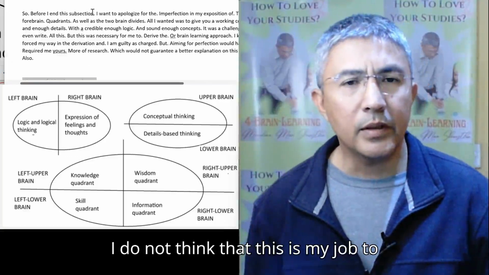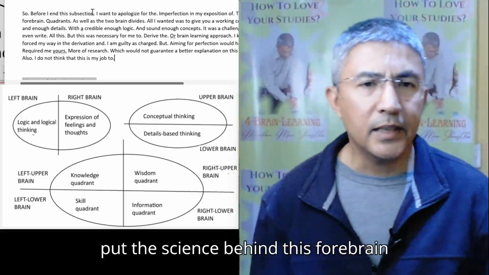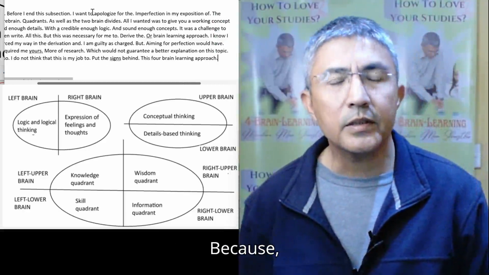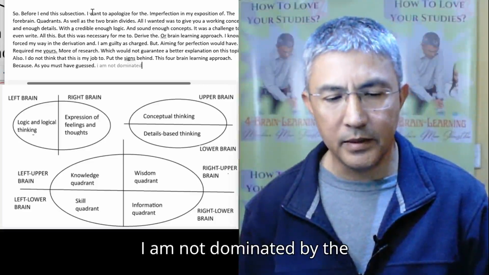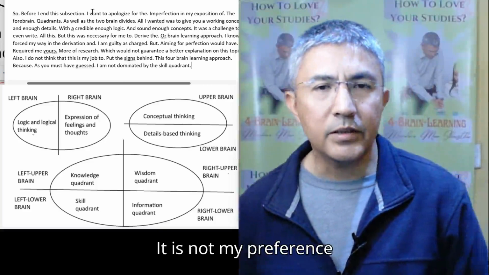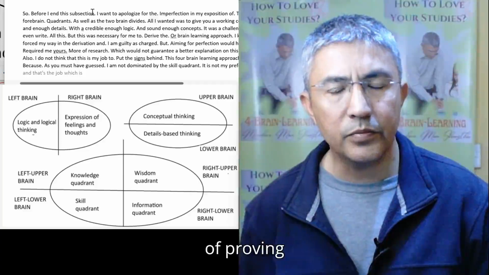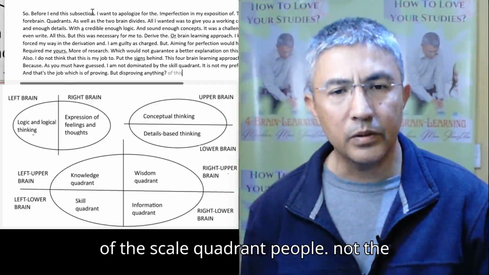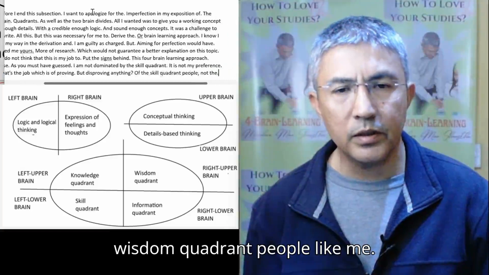Also, I do not think it is my job to put the science behind this four brain learning approach because, as you must have guessed, I am not dominated by the scale quadrant. It is not my preference, and that's the job of proving or disproving anything, which belongs to the scale quadrant people, not the wisdom quadrant people like me.